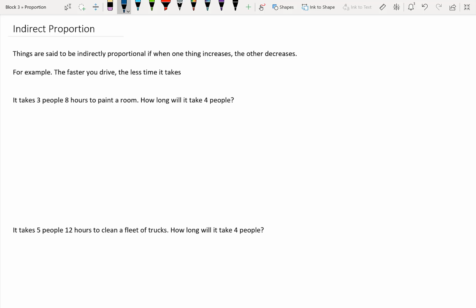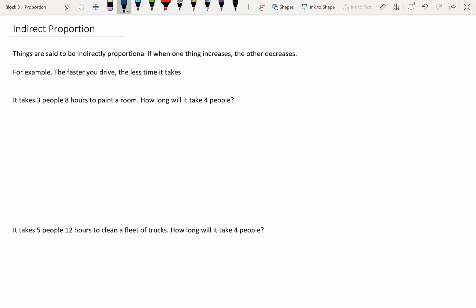Okay, so here we're looking at indirect proportion. Things are said to be indirectly proportional if when one of them increases, the other decreases. We've already looked at direct proportion, which is where they both increase at the same rate. Well, this one is when one of them goes up, it causes the other one to go down.